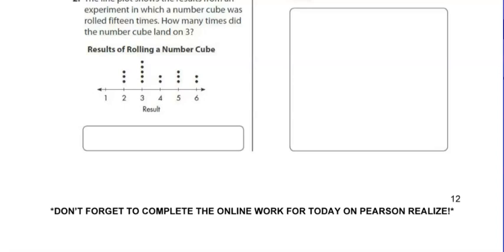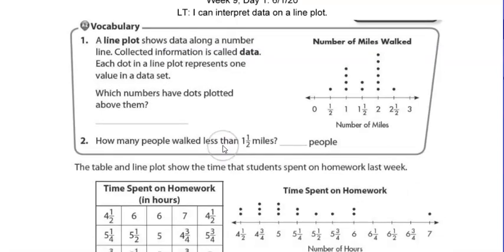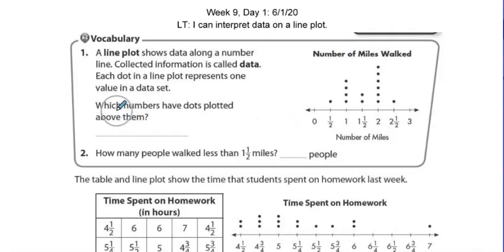Looking at line plots, we'll do a couple of examples for some of the different pages, and then you'll have some independent practice questions that you'll be doing yourself. So we're on page 8, week 9, day 1. It says a line plot shows data along a number line. Collected information is called data. We've got our number line here. The data are these dots. Each dot in the line represents one value in the data.